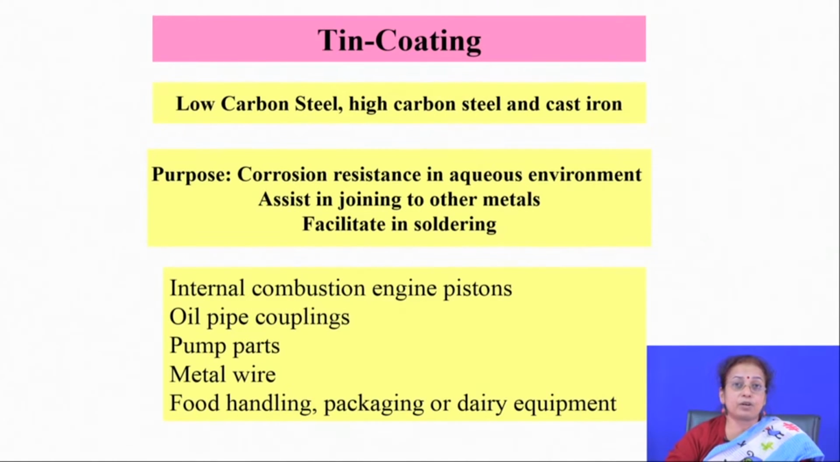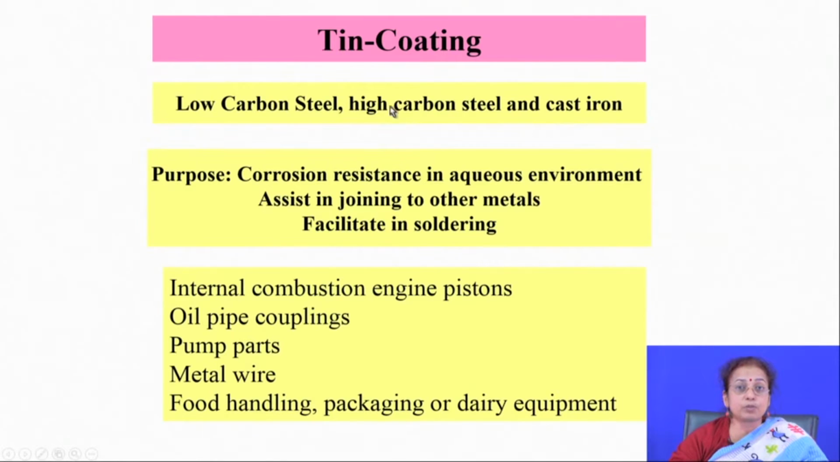The second kind of treatment which you can do is tin coating by the hot dipping process. Tin coating is a very important kind of coating which has large applications, particularly in the food and beverage sectors, where you have a lot of food cans which are coated with tin, because tin is non-toxic in nature, and it also has very good resistance to corrosion in aqueous environments, particularly water containing environments. Usually low carbon steel, high carbon steel and cast irons are subjected to tin coating.